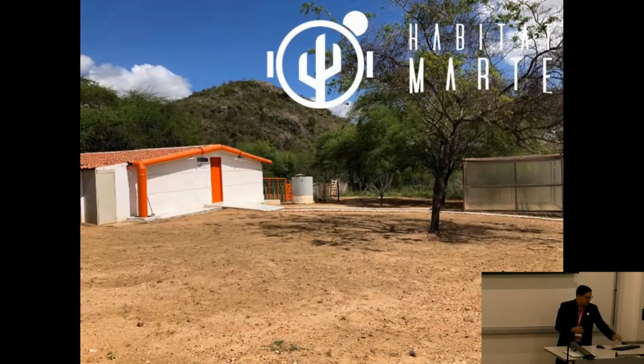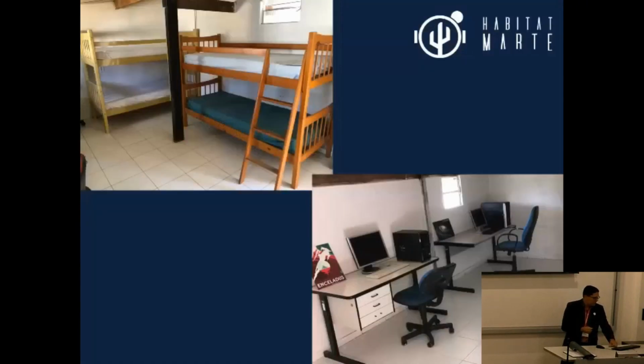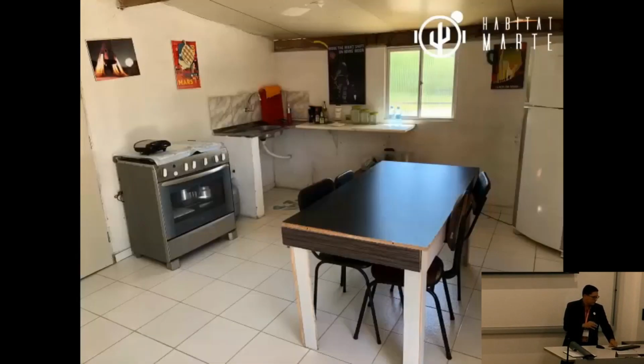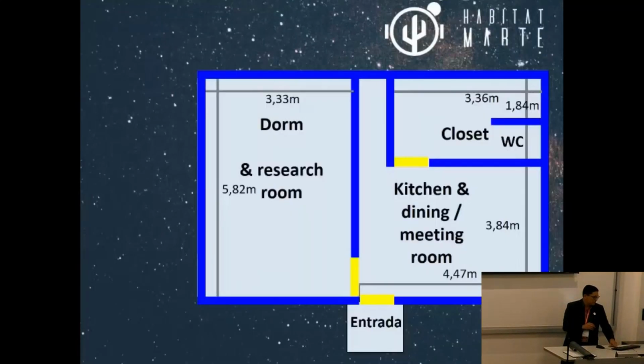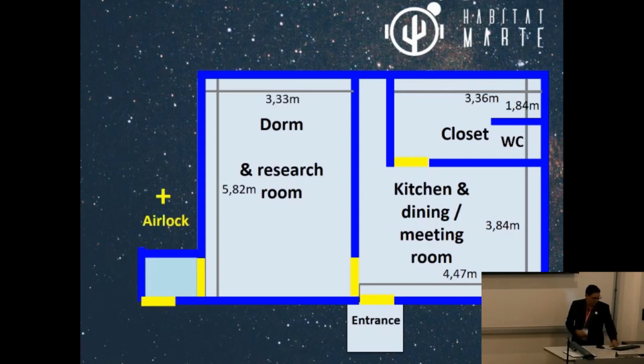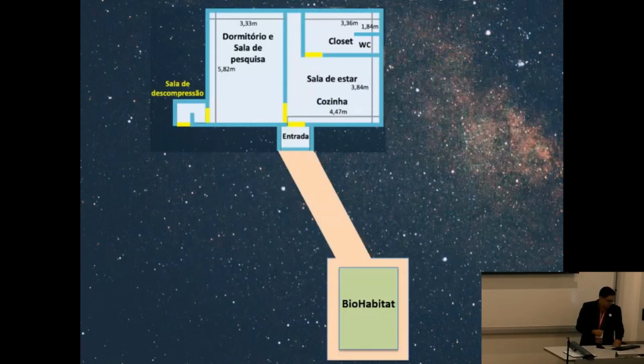It is in the semi-arid region. You can see the main building and also an old photo of the greenhouse, and then some pictures of the inside infrastructure. The beginning was we started with this area, 60 square meters, and then after we built the airlock, and then the biohabitat was built.